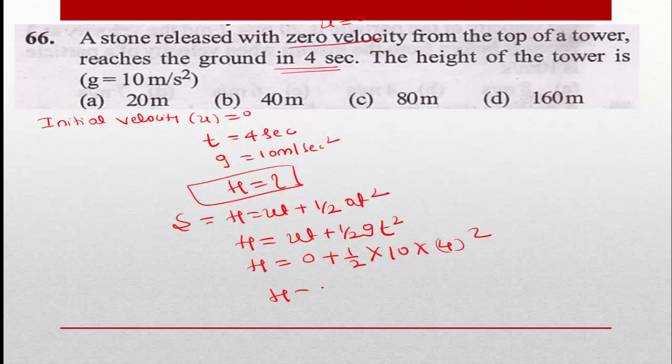Therefore h is equal to 1 by 2 into 10 into 4 square value is 16. 10 into 1 by 2 is 5. 16 into 5 is 80. Therefore h is equal to 80 meter. 16 into 10 is 160, 160 into 1 by 2 is 80 meter, or 1 by 2 into 10 is 5, 5 into 16 is 80 meter. Therefore option C is the right answer for this question.